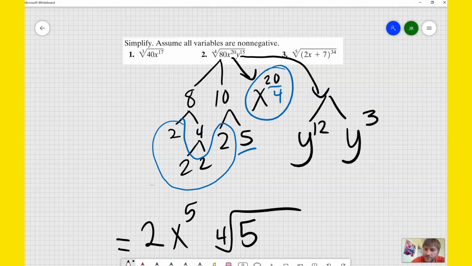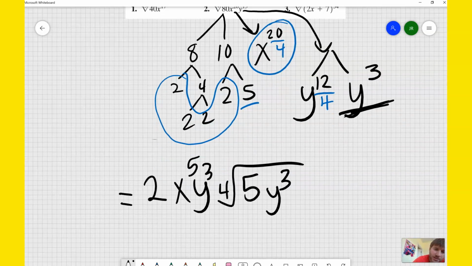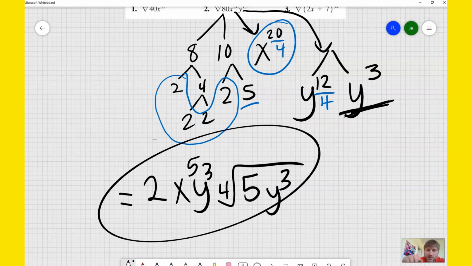Y to the 3rd. Now, I take that 4, that index 4, and I put it under that y to the 12th. So now that y to the 12th is going to come out as a what? Y to the 3rd, because 12 over 4 reduces to 3. And the y to the 3rd, I won't do anything else, so it's just got to stay as it is under that radical. And this is my answer to that one.